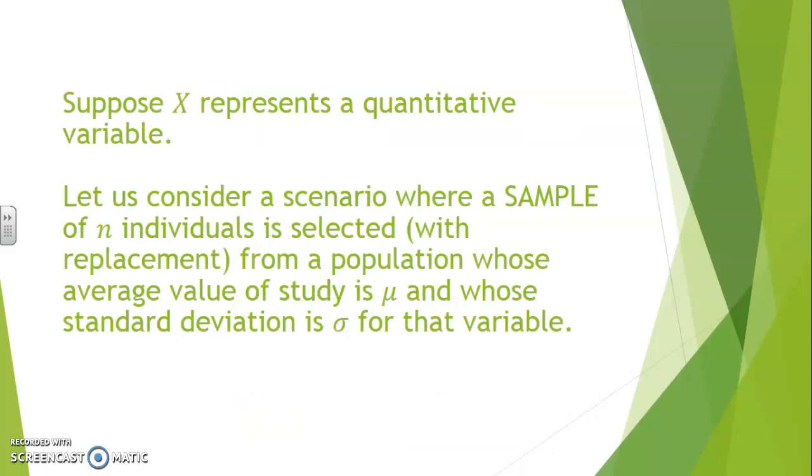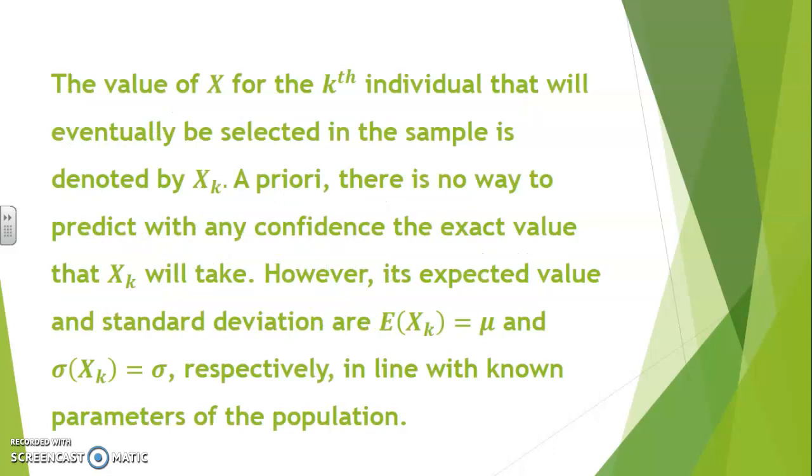Suppose x represents a quantitative variable. It could be discrete just as it could be continuous. And let us consider a scenario where a sample of n individuals is selected with replacement from a population whose average value of study is mu, and whose standard deviation is sigma for that variable. The value of x for the kth individual that will be selected is usually denoted by xk. A priori, there is no way to predict with much confidence the exact value that xk will take. However, since it comes from the population that we described earlier, its expected value is mu, and the standard deviation is sigma, in line with the parameters of the population.